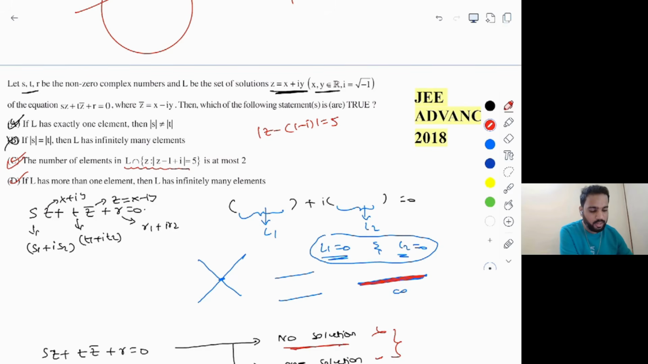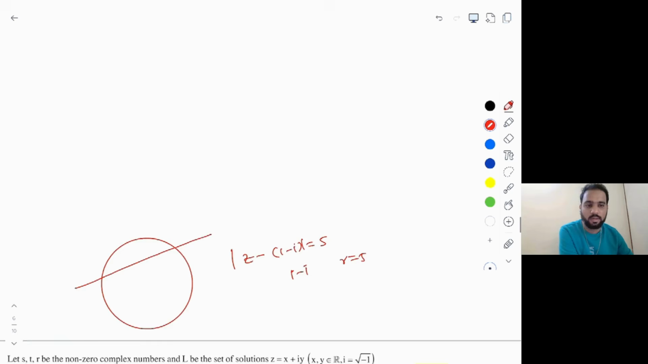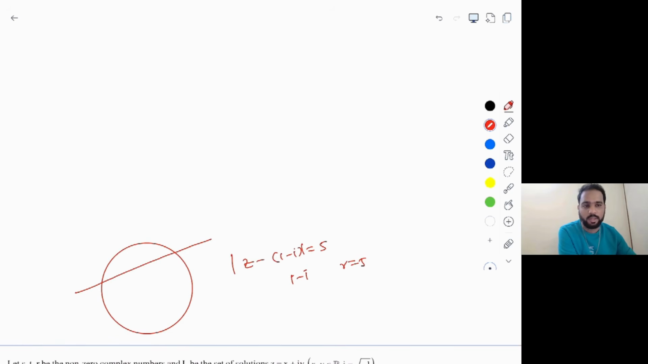So these are the 5 questions from complex numbers from JEE Advanced. Now I will take the remaining questions in the next part.